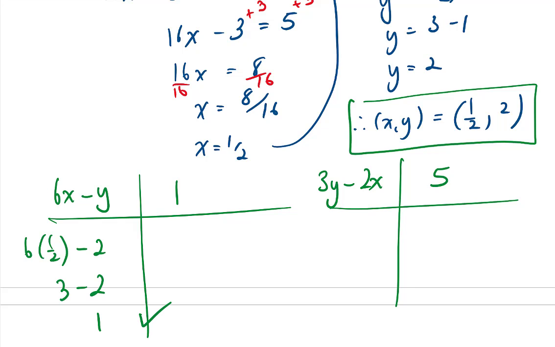That's good. So now again, 3 times y, so we don't get it mixed up, this time y is 2, minus 2 times a half. 3 times 2 is 6. Half of 2 is 1. 6 minus 1 is 5. And we've shown that this is indeed the point of intersection for the original two equations.